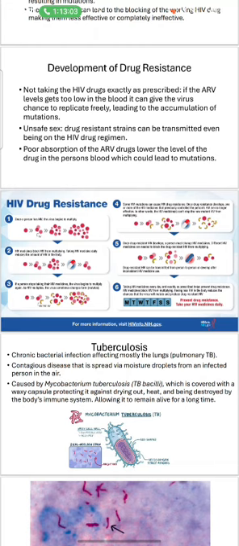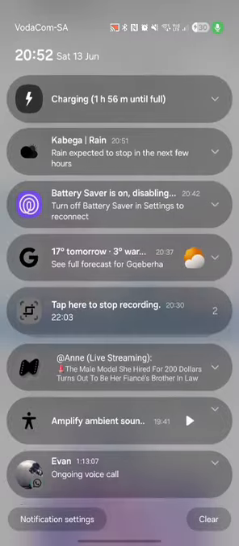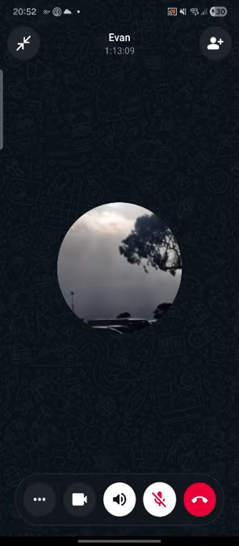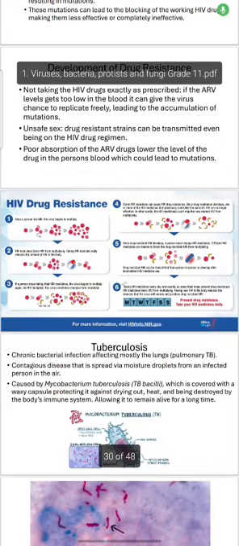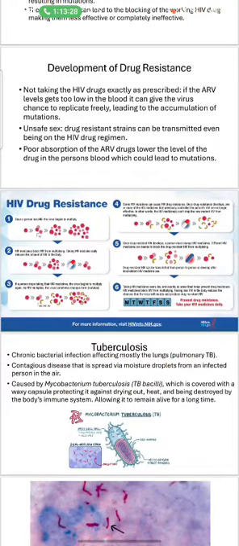HIV medicines block HIV from multiplying. Having less HIV in the body reduces the chances that the virus will mutate and produce drug-resistant HIV. Prevent drug resistance. Take your HIV medicines daily.